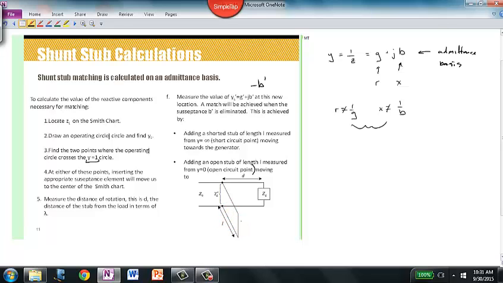And like everything else in these video sections, I just feel like shunt stub calculations are best understood via an example. So probably watch the example and then rewatch this portion of the video, and this multi-step process will make a little bit more sense to you.